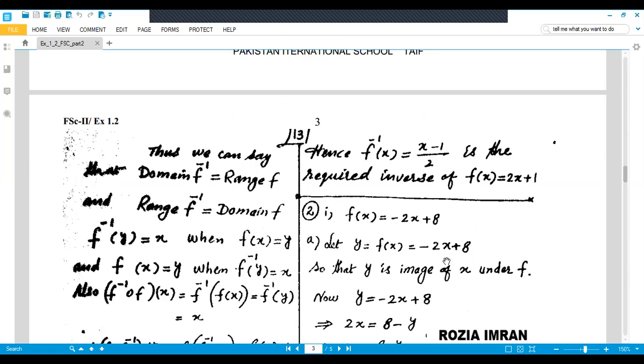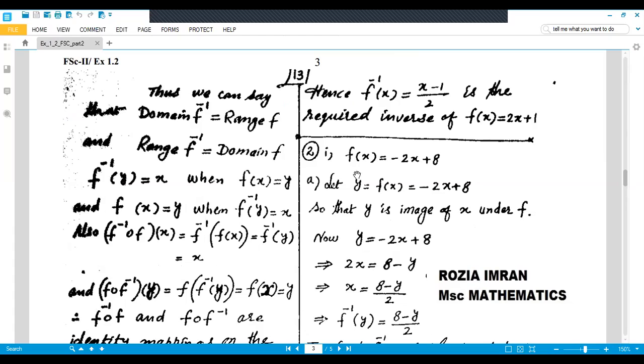You are given that for the real valued function f defined below, you have to find f inverse x. y is equal to f of x, which is minus 2x plus 8. This is given. This is the first part of question number 2, and you have to find f inverse x for this. So how can you find f inverse x?